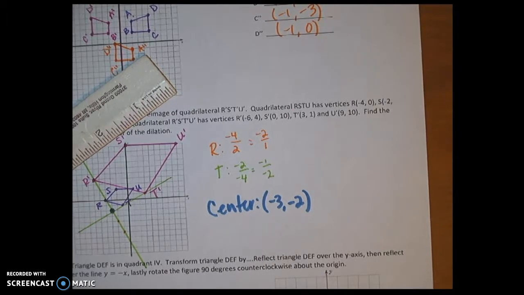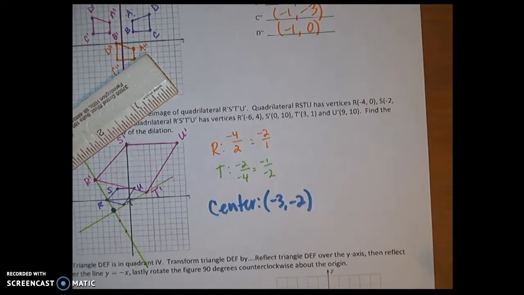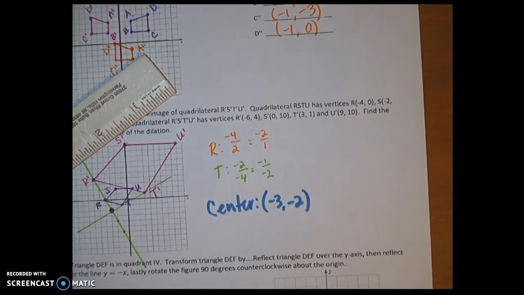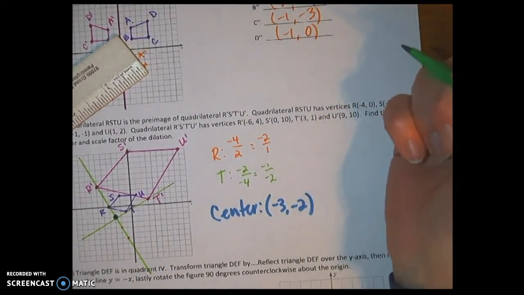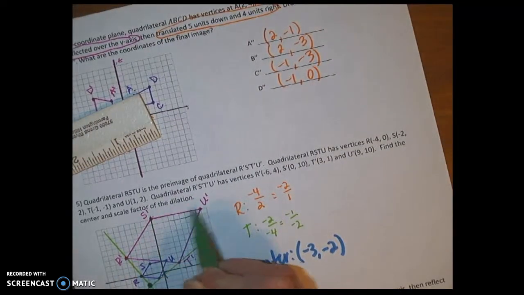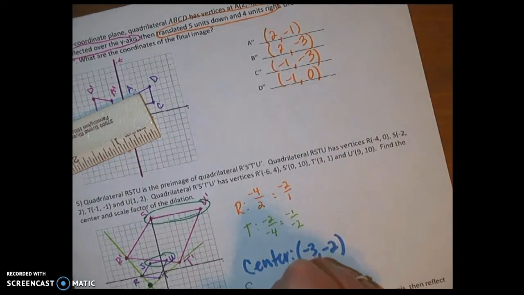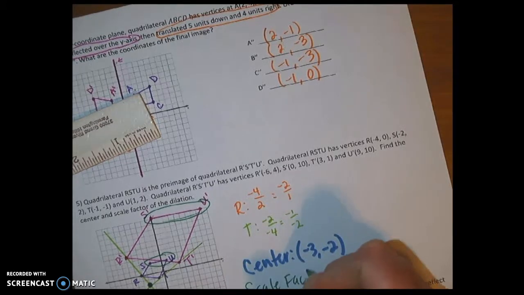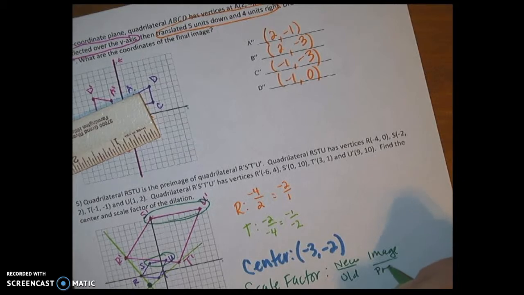Then the last thing that we need to do for this particular problem is we need to check and see what the scale factor is. So in order to do that, I'm going to draw a triangle basically just to see, oh, actually I don't have to, because I have a horizontal line here and a horizontal line here. Remember, to find the scale factor, it is always the new over old. So new over old, or image over your pre-image.